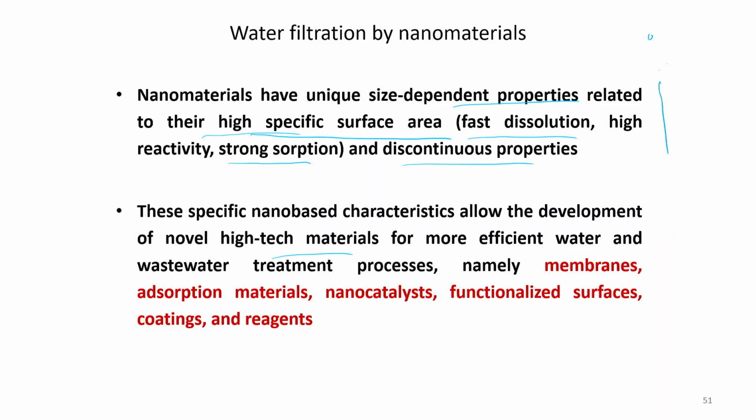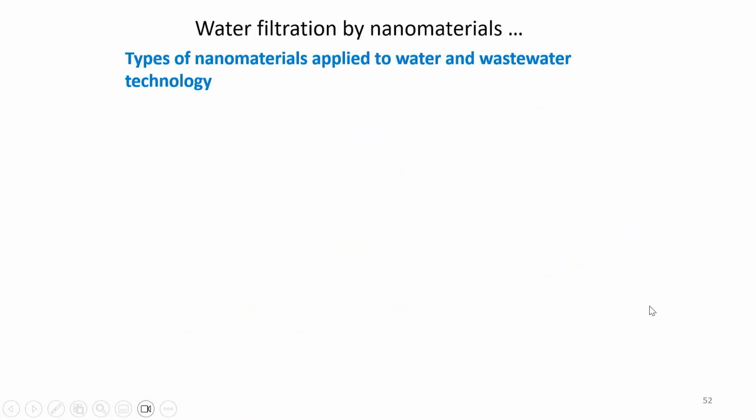In our lab we have developed novel materials based on nanotechnology, which we can use for efficient water and wastewater treatment. In nanomaterials we can use nano membranes, adsorption materials, nano catalysts, different types of functionalized surface coatings, and different types of reagents for water filtration. So, nanotechnology is widely used for water filtration.